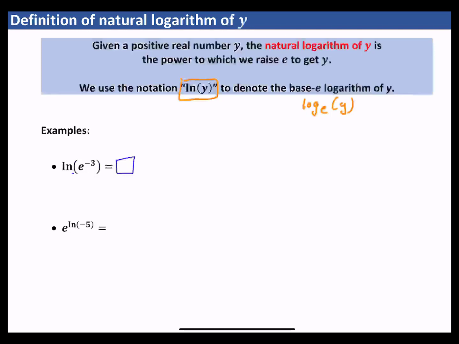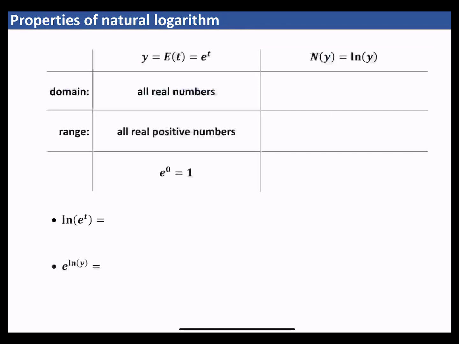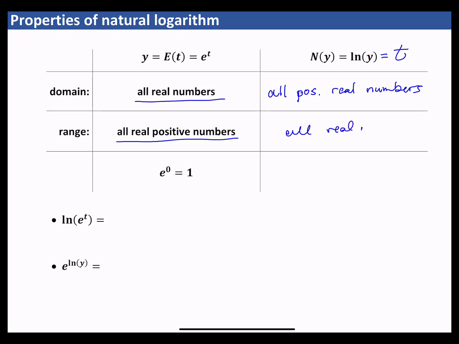When we developed the properties for the base 10 logarithm, we used the fact that the base 10 logarithm is the inverse of the powers of 10 function. In the same way, we can use the powers of e function to develop the properties of the natural logarithm function. From previous work with exponential functions, we know that the domain of y equals e of t equals e to the t is all real numbers, and the range is all positive real numbers. Because n of y equals the natural log of y equals t is the inverse of function e, we know that the natural logarithm has a domain of all positive real numbers and a range of all real numbers.